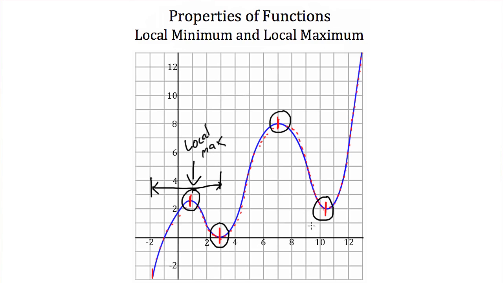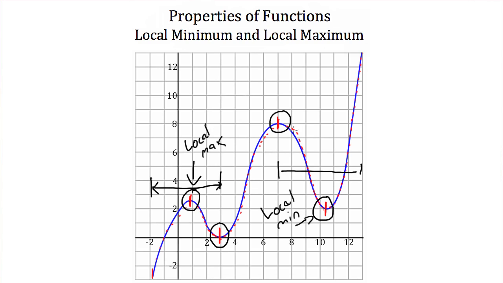Here at our fourth point here, this is what we call a local minimum. It is not the smallest or the lowest y value on our graph, but in the range of points near it, it is the smallest y value or has the smallest function value. So this is a local minimum.